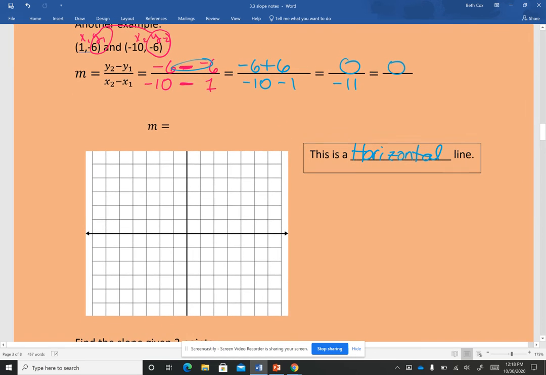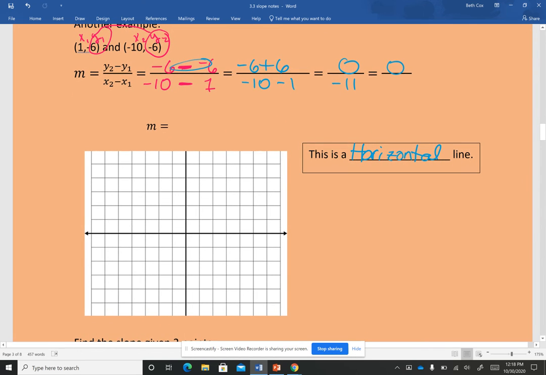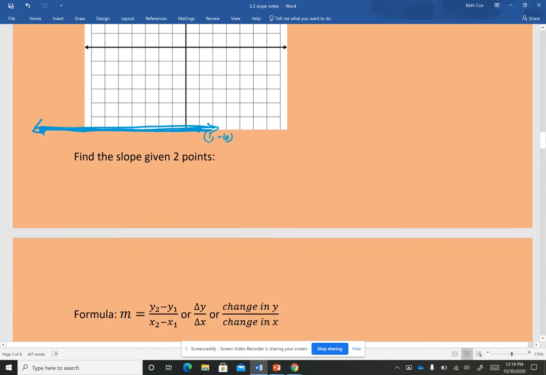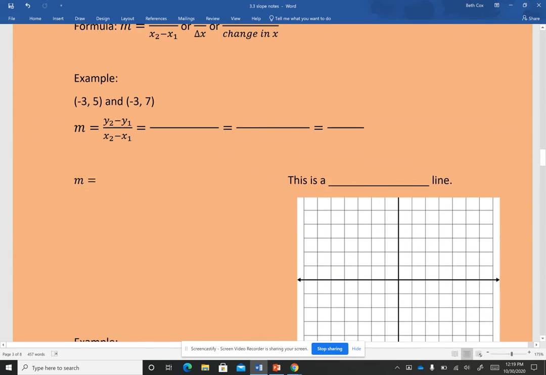Now, I just want to graph this. Well, I can't really graph it, but if I were to graph this one, I would have 1, negative 6, which would be here. And I would have negative 10, negative 6, which would be down here. And as you can see, these two would be a horizontal line. Okay, so the slope is 0. 0 on top is 0. Let's look at this one.